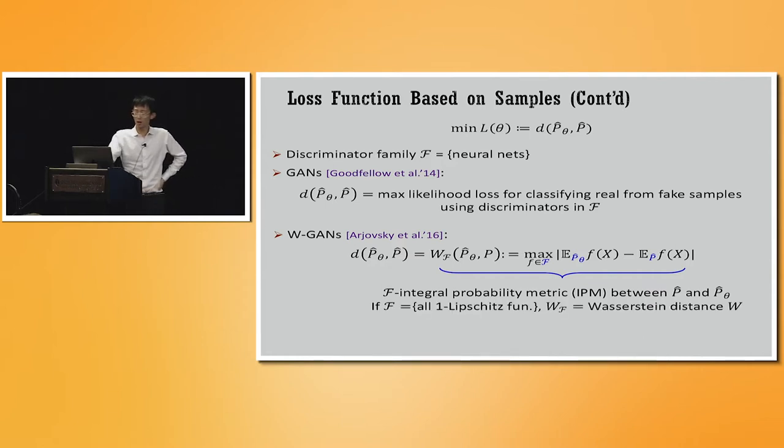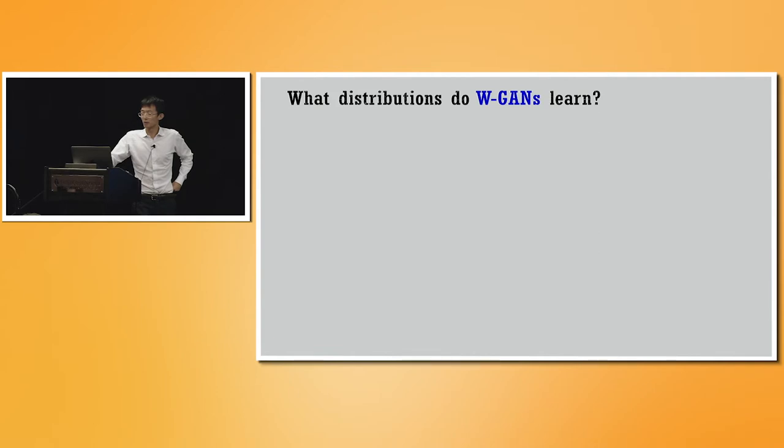The reason we call it the Wasserstein GAN is that if you take F to be the set of all one-Lipschitz functions, then the distance W sub F is equal to the Wasserstein distance, which I'm going to define as W. If you take F to be a family of networks that are one-Lipschitz, then F is going to be a subset of all one-Lipschitz functions. So that's why W sub F is often weaker than the Wasserstein distance W.